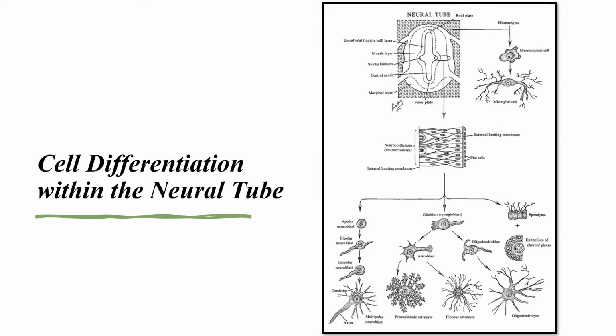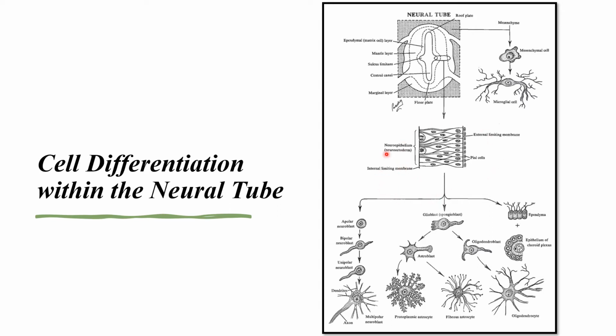Okay, so this is the cell differentiation within the neural tube. This is just an example or a schematic diagram of how it looks like. If this is the neural tube, of course, you will already see here where you would find the ependymal layers, the mantle layers, the central canal, and then the marginal layers, and then the microglial cells, how they look like.